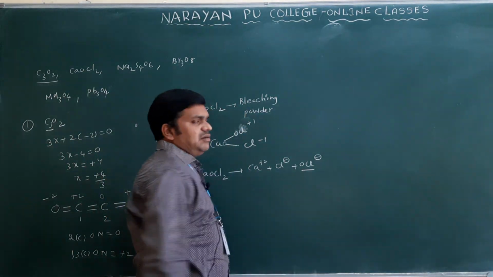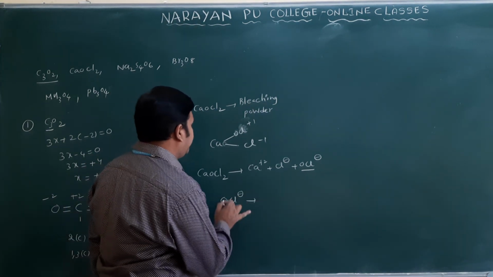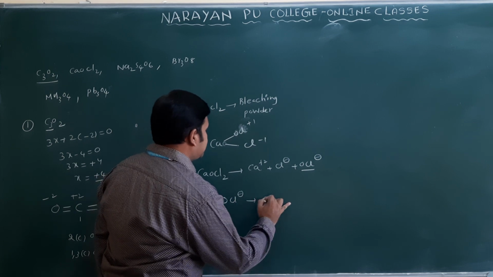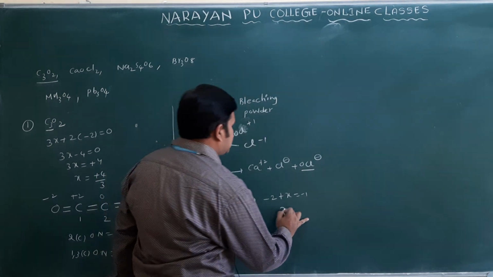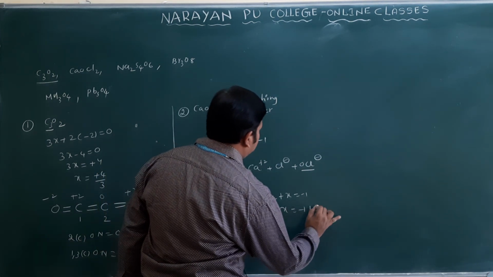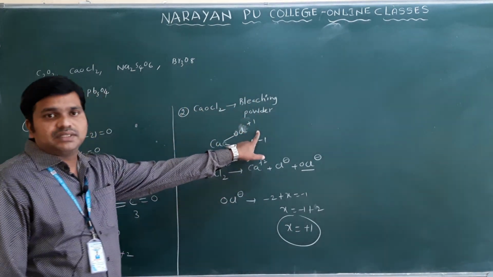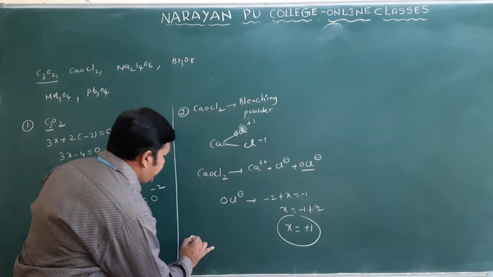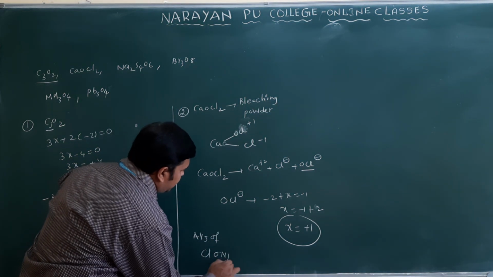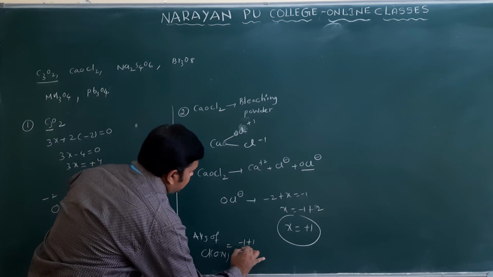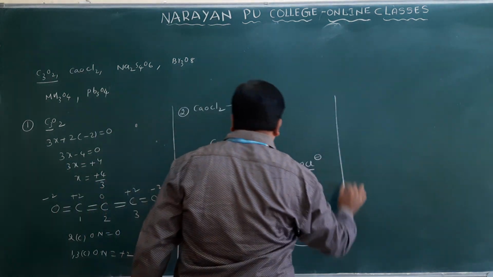If we take OCl-, and find the oxidation number of this chlorine, we get -2 plus x equal to -1 only. So x equals -1 plus 2, which is +1 only. If we take the average oxidation number of chlorine, it is -1 plus 1 by 2, which is equal to 0. Clear? Now we can see the next example we have.